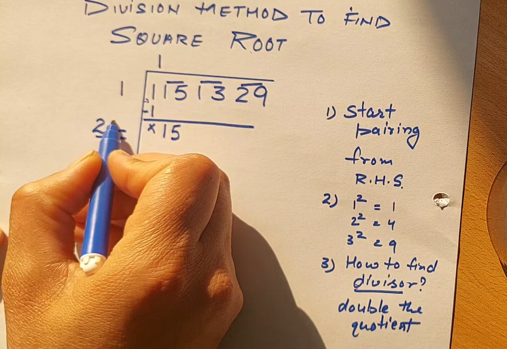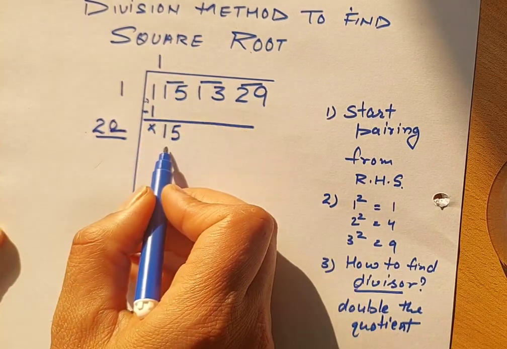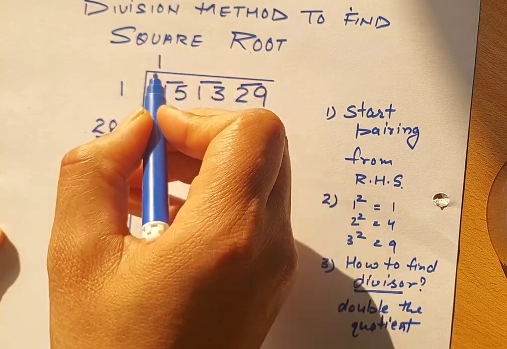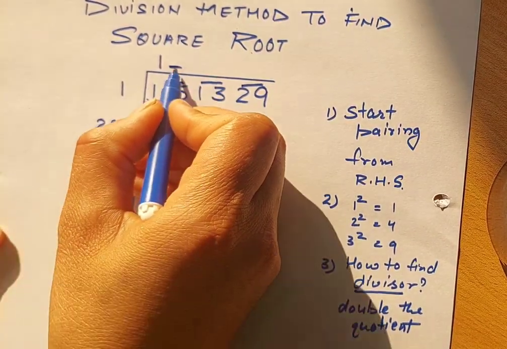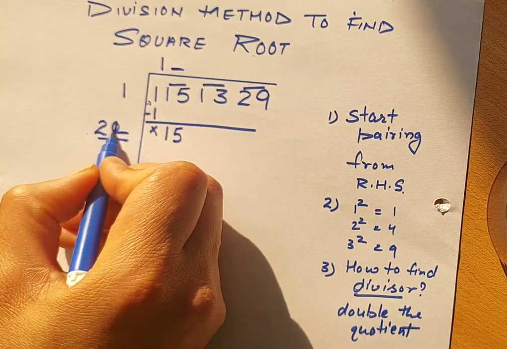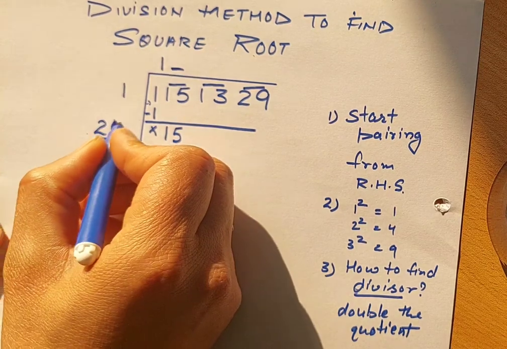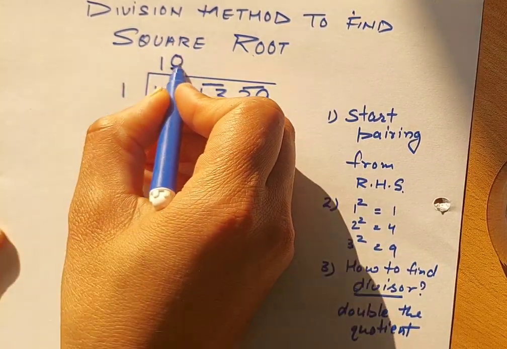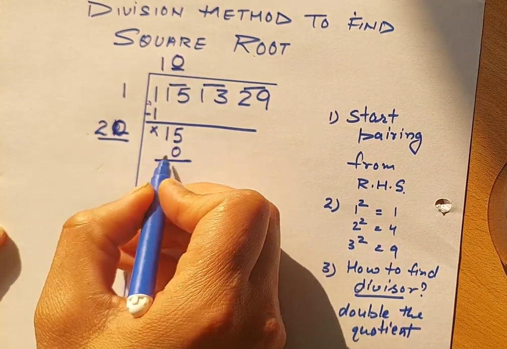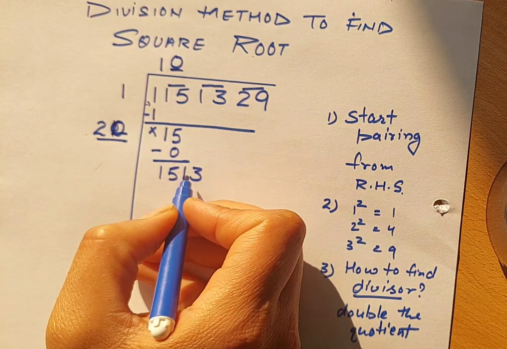If you write 20 here, 20 zeros are 0. 21 ones are 21. So whatever number you write here, the same number you write here. If you write 21 here, 21 ones are 21. That's going to be bigger. So basically you'll write 20 here, so 0 here. 20 zeros are 0. And again subtraction, it's 15. Then copy down 1, 3.